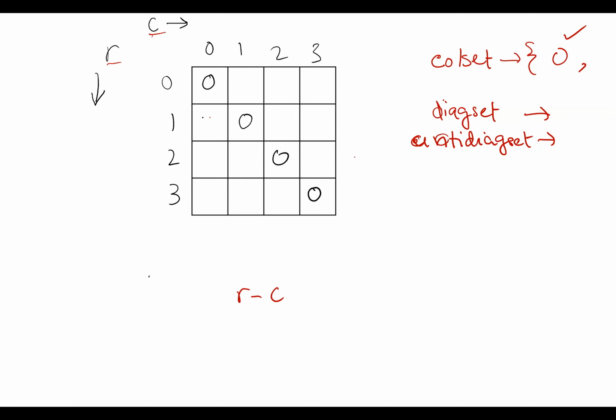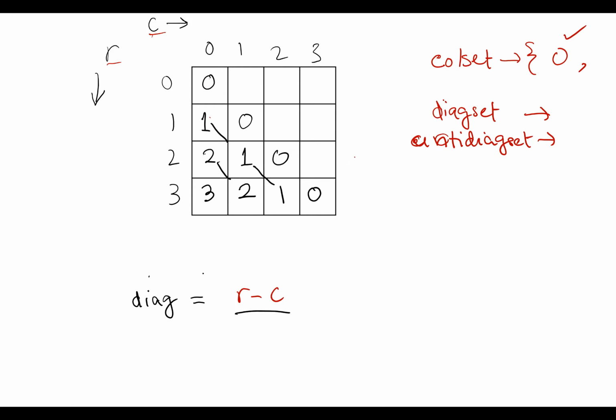So this one, 1 minus 0 is 1. This one, 2 minus 0 is 2. Then 2 minus 1 is 1. Here, 3 minus 0 is 3, 3 minus 1 is 2, 3 minus 2 is 1. So as you can see, basically the diagonals will have the same value. So the value that it gives me will identify the same diagonal, right?